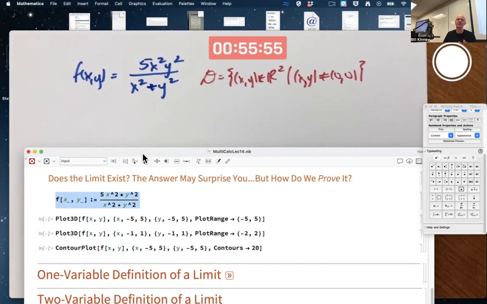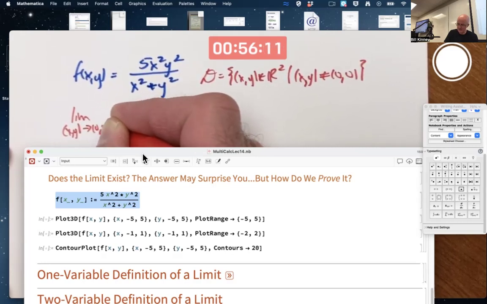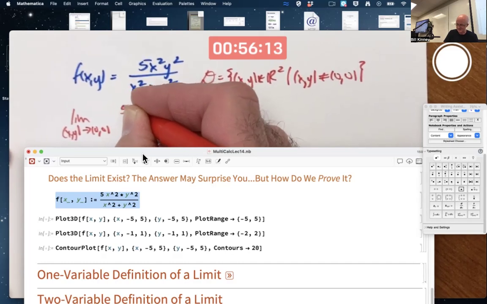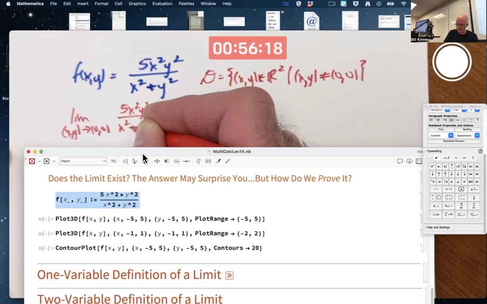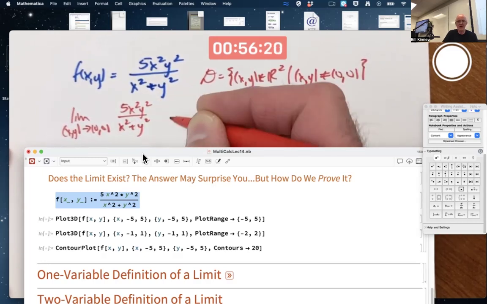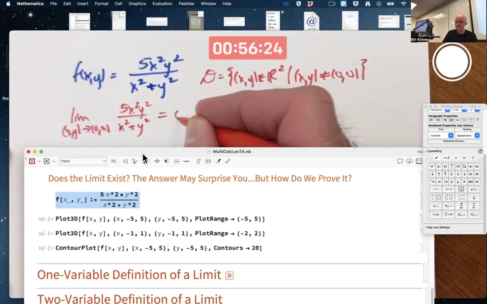And whereas in the previous two examples the limit as we approach the origin did not exist, here the limit as we approach the origin does turn out to exist. As x or y approaches the origin from any direction, whether a straight line or curve or a spiral, as long as we don't go through the origin, this limit exists and equals 0.